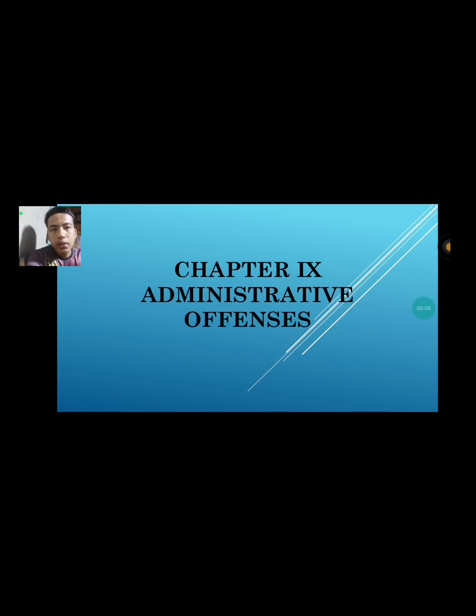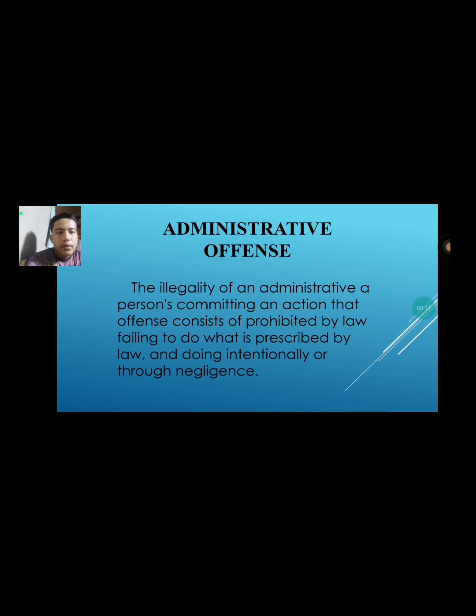Good day everyone. So we are here to report Chapter 9, which is administrative offenses. What is an administrative offense? An administrative offense is the illegality of a person's committing an action. That offense consists of doing what is prohibited by law, failing to do what is prescribed by law, and doing so intentionally or through negligence. So an administrative offense is the violation of the provisions of the Philippine National Police, or what we call PNP.